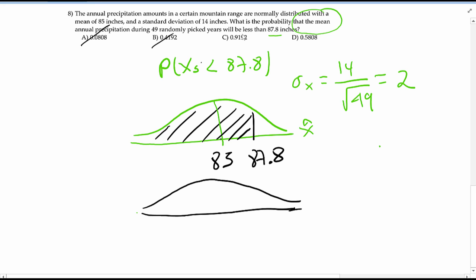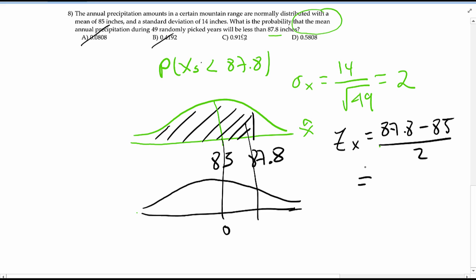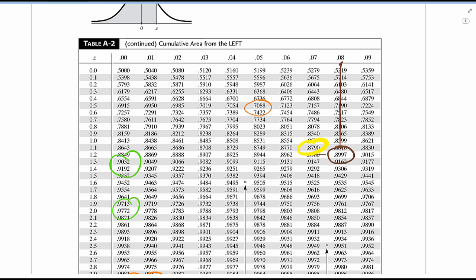But let's standardize. The 85 will go to 0, and the 87.8 will go to 87.8. Now it's going to be positive minus 85 divided by 2. And that gives me 87.8 minus 85 divided by 2, 1.4. 1.4, which is all this area. All right, so in the positive table, when we go to 1.4, we get 0.9192.